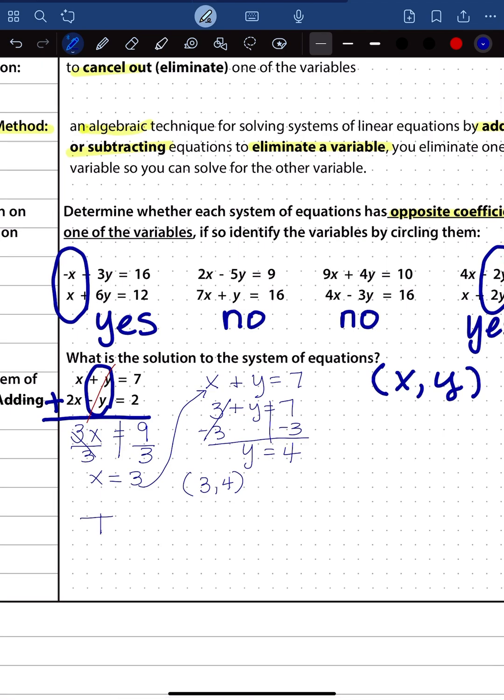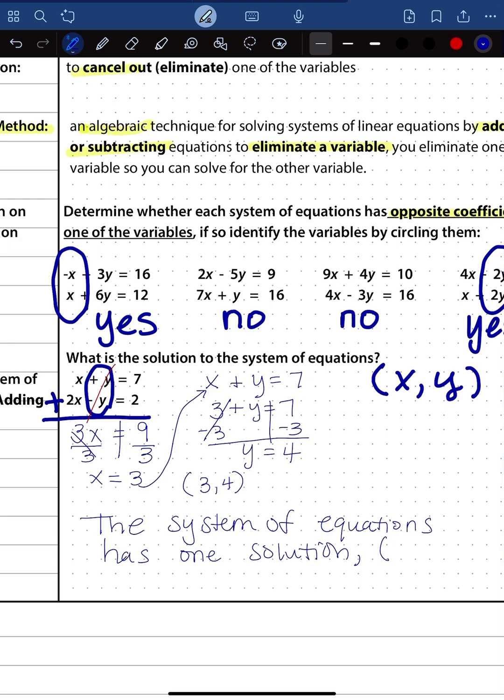So I can say the system of equations has one solution, and that is at 3, 4, and I'm going to write it as an ordered pair.